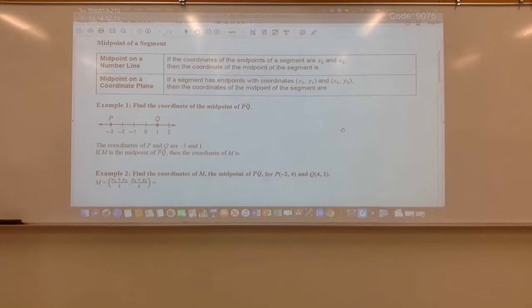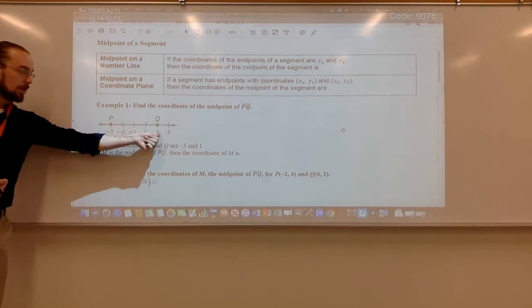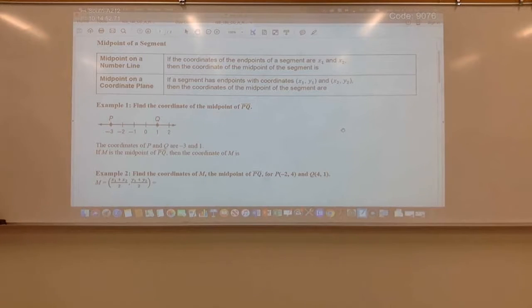Alright, today we want to talk about finding the midpoint of 2 points. First in 1 dimension, then in 2 dimensions. Okay, so before I actually tell you how to find the midpoint, we look at this example here. We've got P at -3, Q at 1, just on a number line. Right? What's the midpoint? What's the point right in the middle of those two?